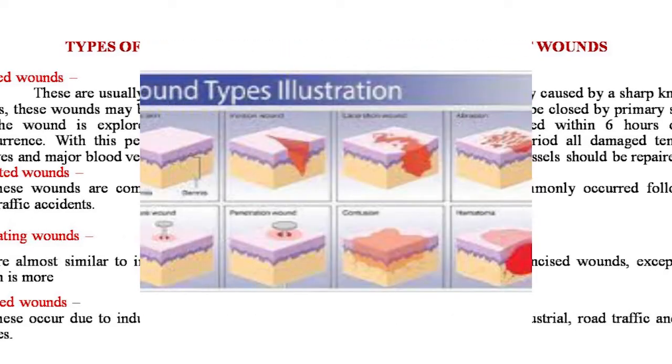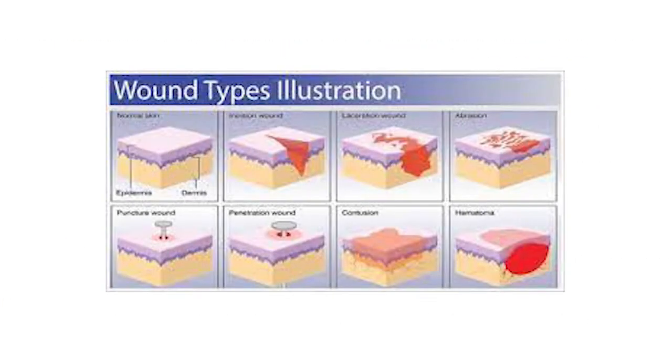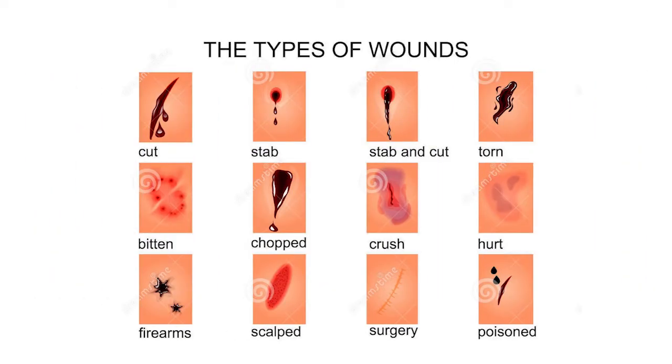Dear students, here is the image of the wound types illustration on your screen. Various types of the wound are clearly seen, that is the incised wound by the surgeon, lacerated wound, penetrating wound and the crushed wounds. Now another image is showing the types of the wounds. First is the cutting wounds, second is the stabbing, stab or cut, torn, bitten by the creatures, chop, crush, hurt wound, firearms, scalp and surgery wound, wound after the surgeries, then the poison. All types of wound images are here.